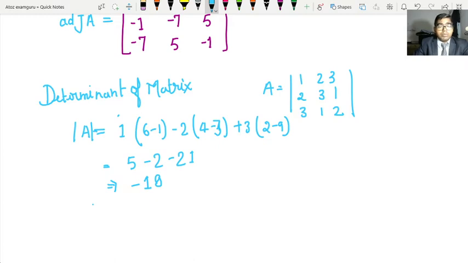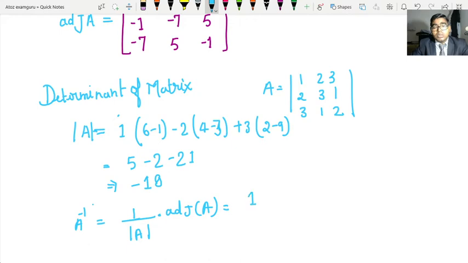For finding the inverse, one more condition is that the determinant must never be 0. So it is not 0, so the inverse can be found easily. The inverse is equal to 1 upon the determinant times the adjoint of that matrix. And we have to find the adjoint. So 1 upon minus 18, and the adjoint of our matrix we simply write there, right?